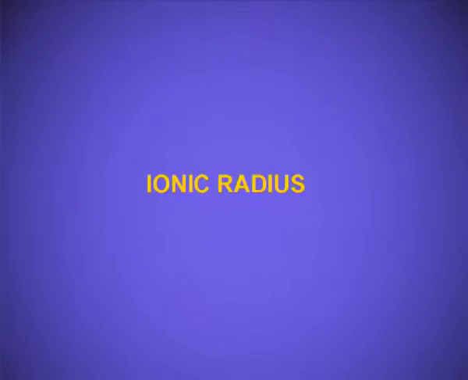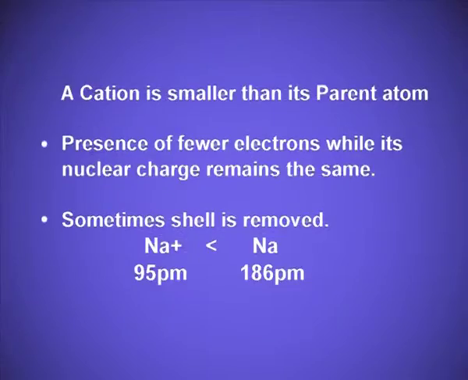Ionic radius. Ionic radius is measured when there is an ion. How ions are formed? We very well know that. Cation is formed when an electron is lost, and an anion is formed when an electron is gained. And cations are always smaller than anion. A cation is smaller than its parent atom due to the presence of the fewer electrons while its nuclear charge remains the same, and also sometimes the shell is removed.